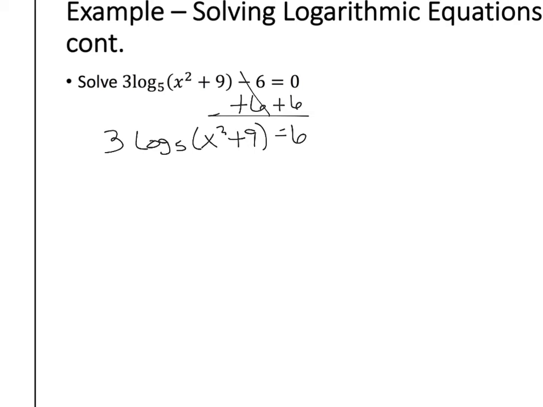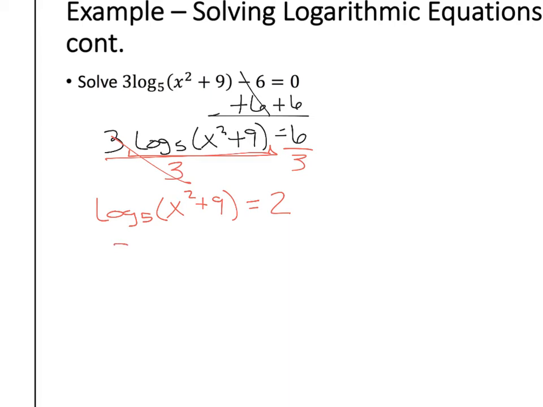Now I have this 3 out front that I want to divide by. It's attached to this whole term here, so I'm going to divide by 3 to get that away. That leaves me log base 5 of x squared plus 9 equals, and then 6 divided by 3 will give me the 2. All right, so here's another case where I am going to rewrite this in exponential form.